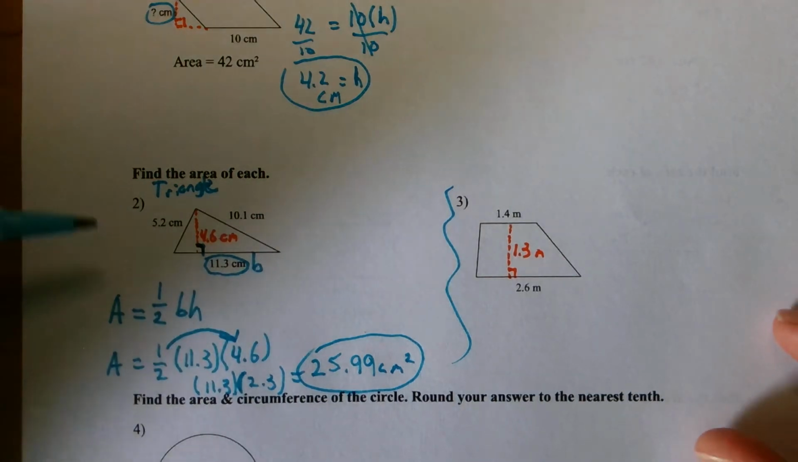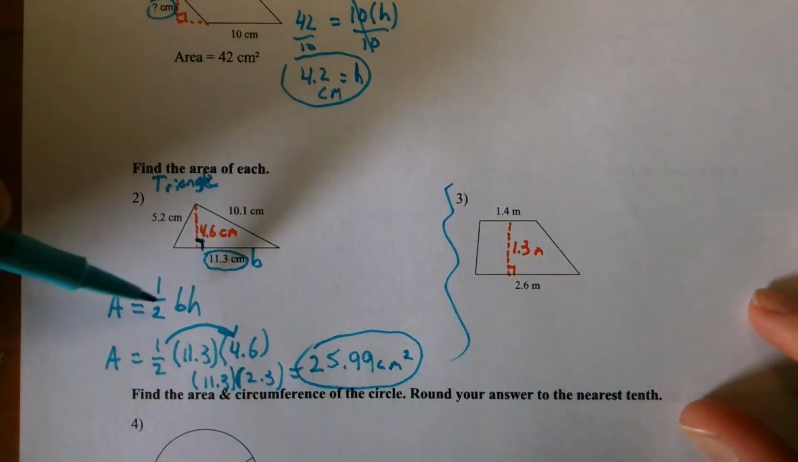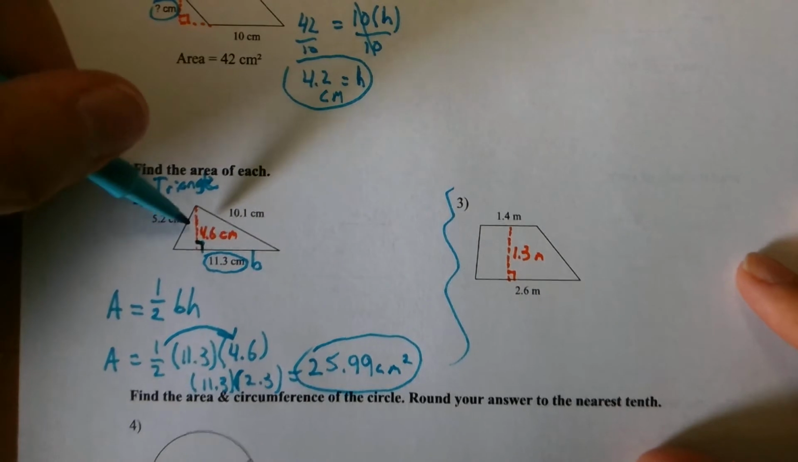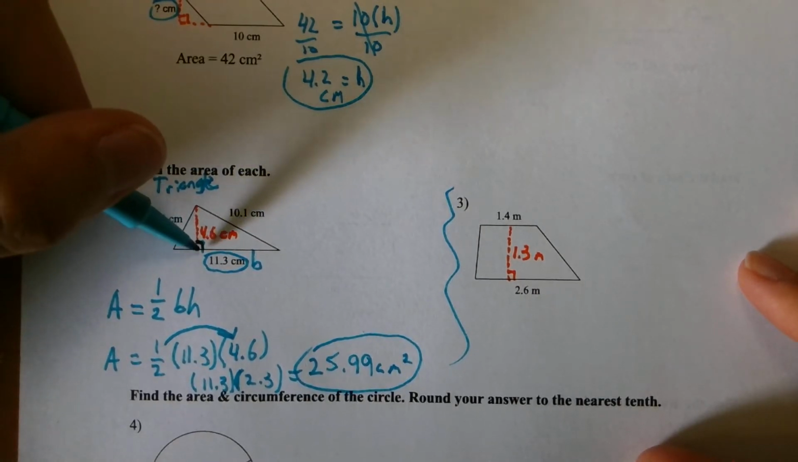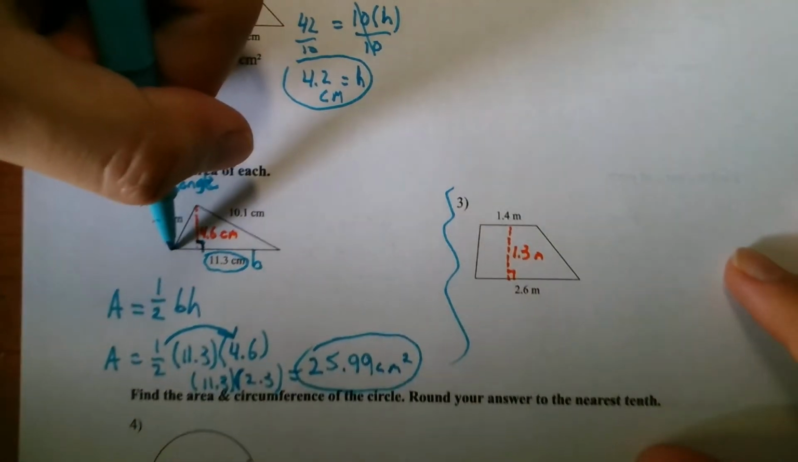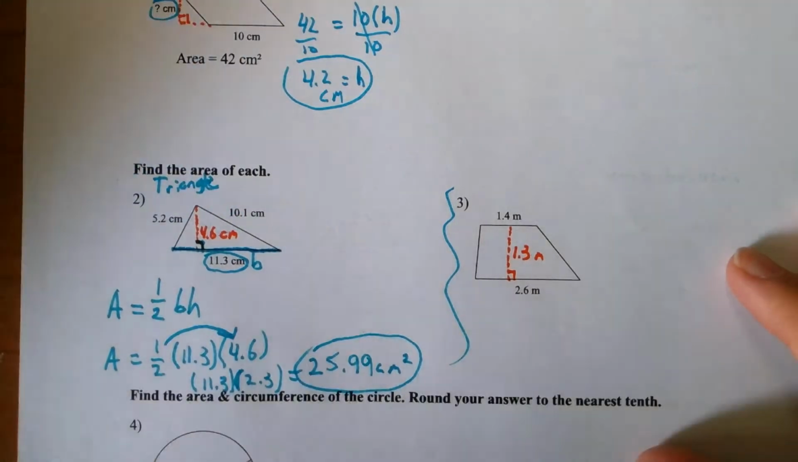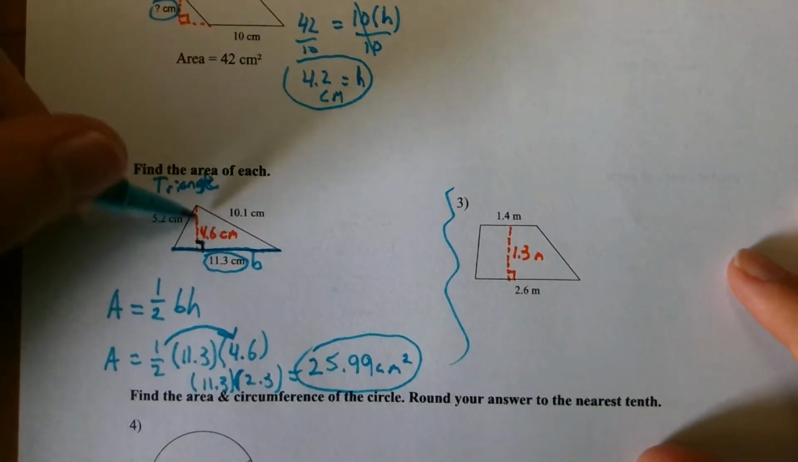Alright, so for triangles, just make sure you remember the formula is 1/2 base times height, and then wherever the height is being measured, whatever side that makes a right angle to, whatever side it's perpendicular with, that is your base. So this was our base, for example number 2, because it made a right angle with the height.